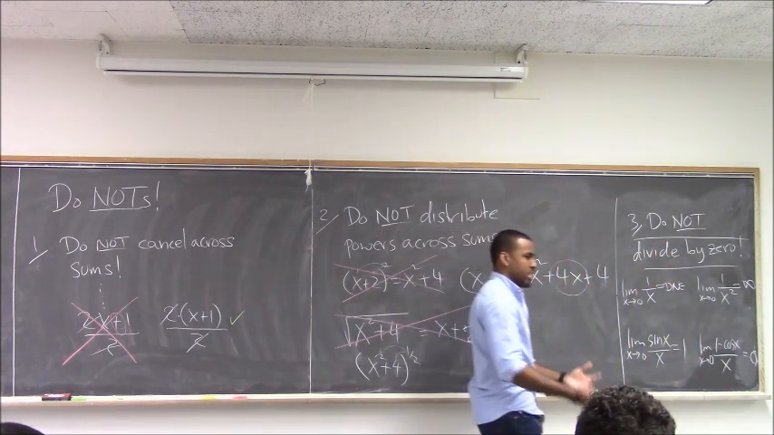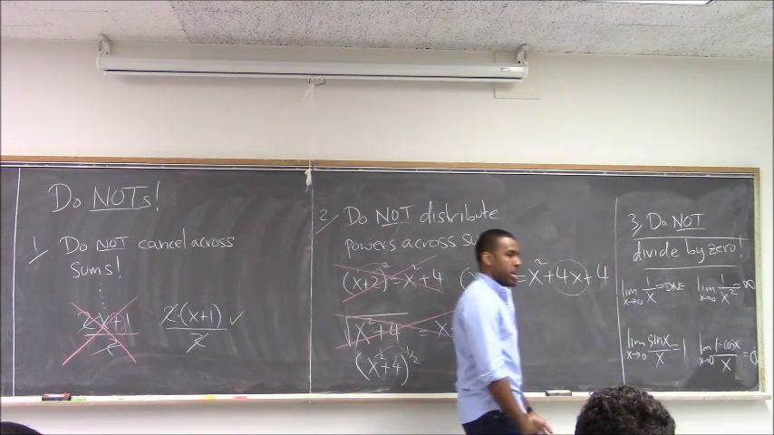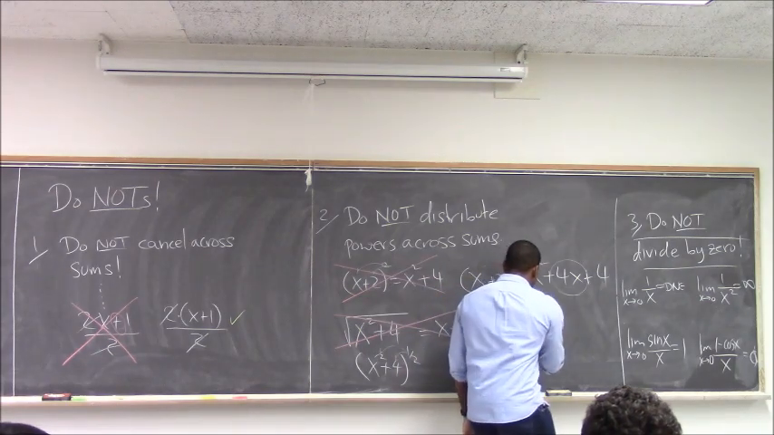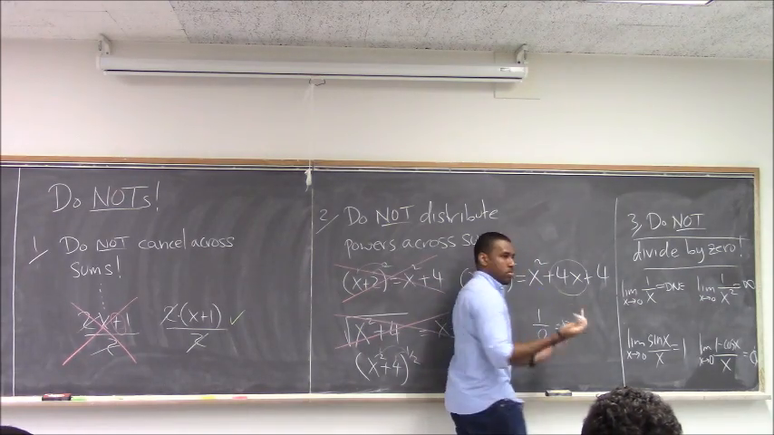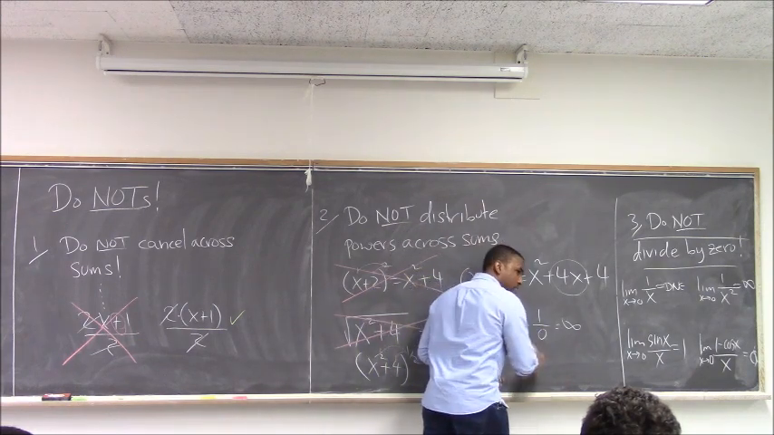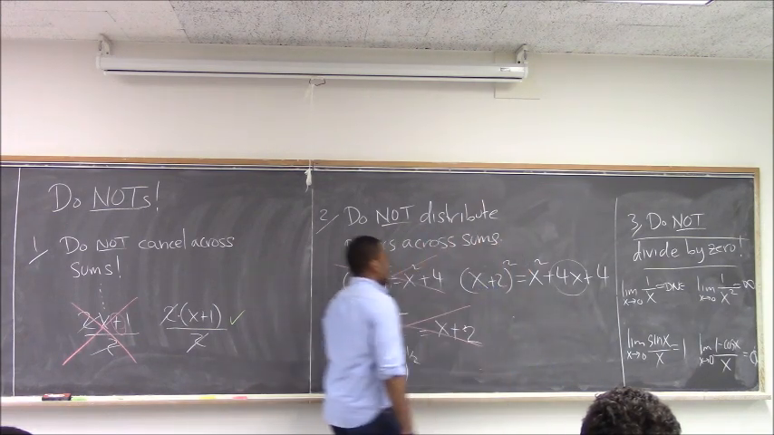Do not think of division by 0 as having some sort of meaning. Division by 0 is gibberish. It means nothing. So if you write something, and you get to 1 over 0, oh, that's infinity. I give you 0. I stop reading. That's meaningless. You cannot have 0 in a denominator. Okay? Don't divide by 0.